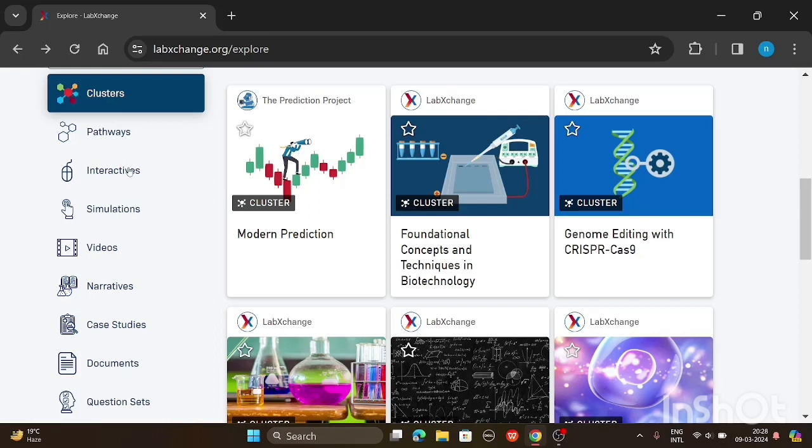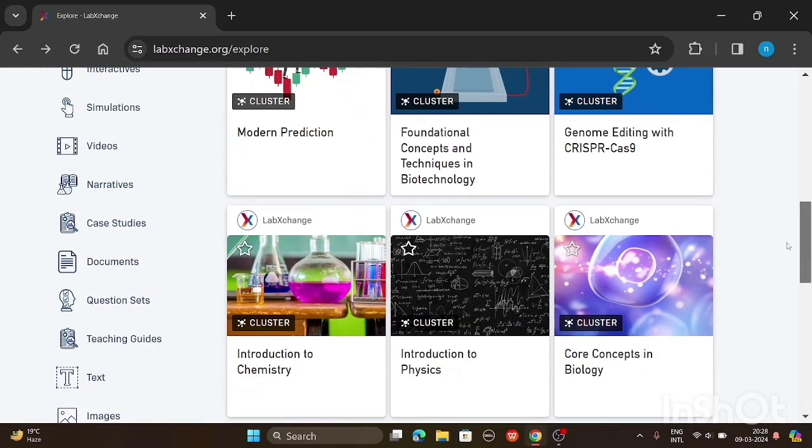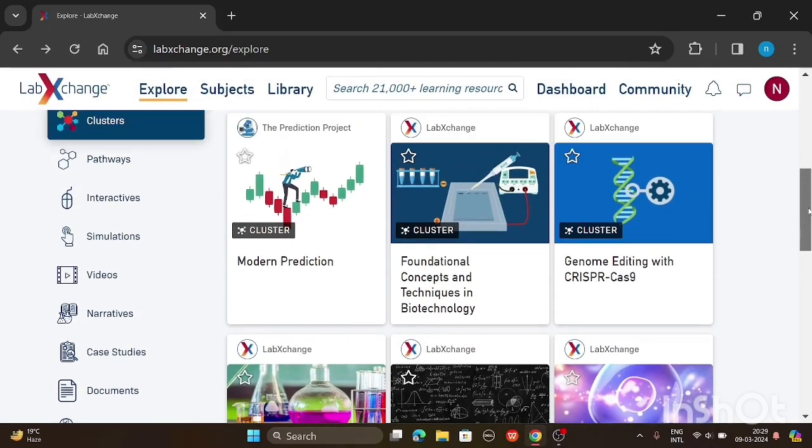These are simulations with which we can interact. We can modify, we can edit, we can change a lot of variables. And then there are simulations. These are like games, we can play with them to understand a concept. And then there are videos. Then there are narratives, people who teach a concept, who talk about it. Then there are case studies. These are all our clusters.